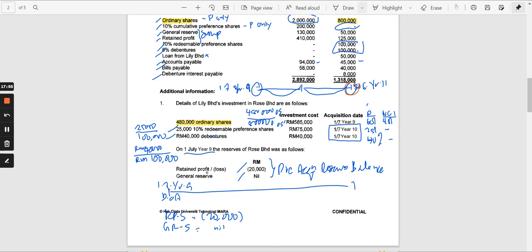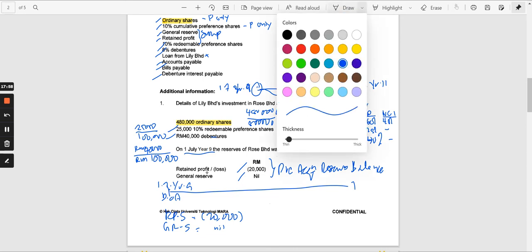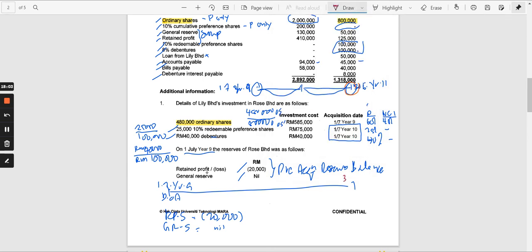However, if you look at the reporting date, 30th of June, year 11, which is after 2 years, this is the current financial year end. You would notice that the retained profit has now become, can you check the statement here? Retained profit has become 125, the one of the subsidiary, and the general reserve is 50.